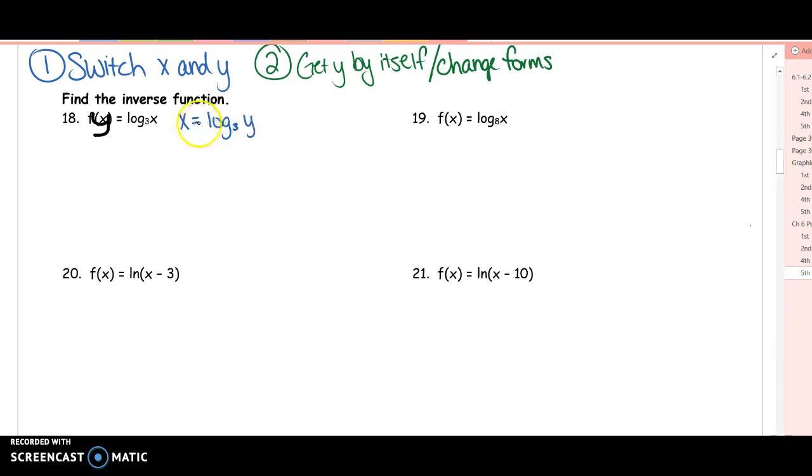So this is where, see how the equal sign is on the left side? Let's do the log ride from the 3 around to the x and up to the y. Woo! 3 raised to the x equals y. Is y now by itself? Yes, so we are done.